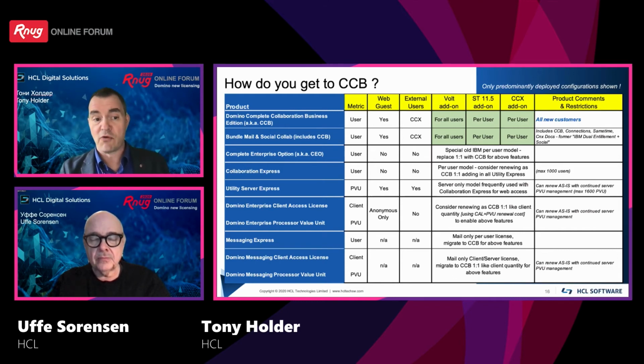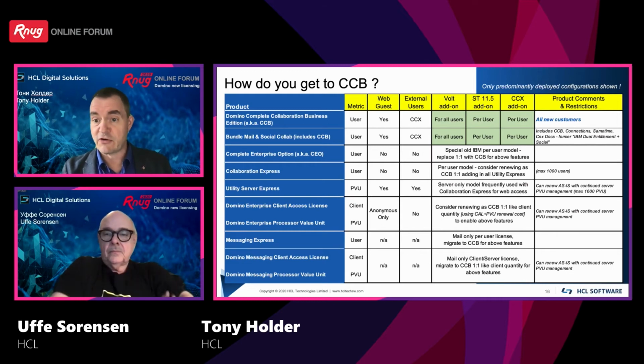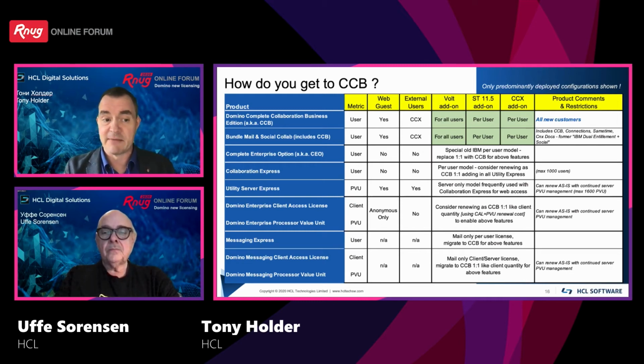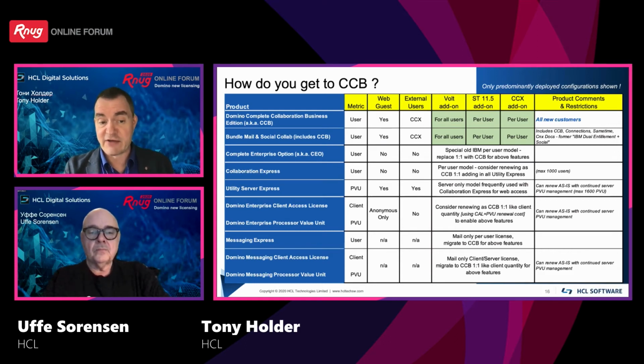You can't buy more Utility Server Express now, but you can keep them if you already have them. But if you are adding new users or need to add PVUs onto a utility server environment, then you will need to look to move across to CCB licensing to manage that moving forwards. If you have enterprise CALs, client access licenses today with PVUs, again, for no cost, we can move you across onto CCB licensing. So we take the total value of your renewal, and we'll give you the right number of CCB licenses against your CALs.